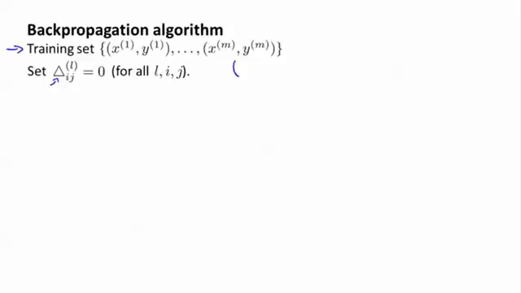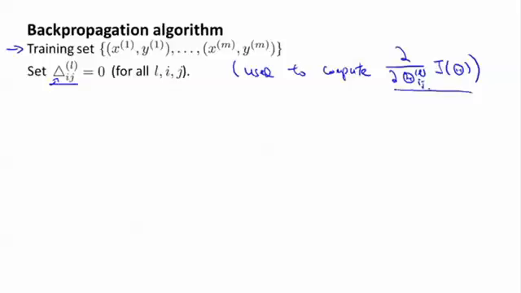Eventually, this capital delta L_ij will be used to compute the partial derivative term, the partial derivative with respect to theta L_ij of J of theta. As we'll see in a second, these deltas are going to be used as accumulators that will slowly add things to them in order to compute these partial derivatives.